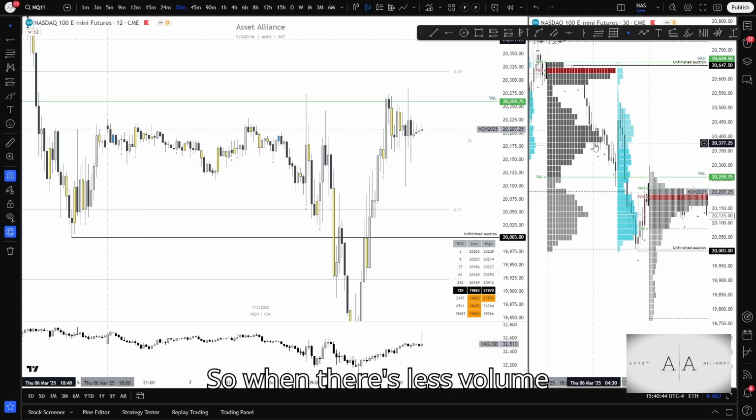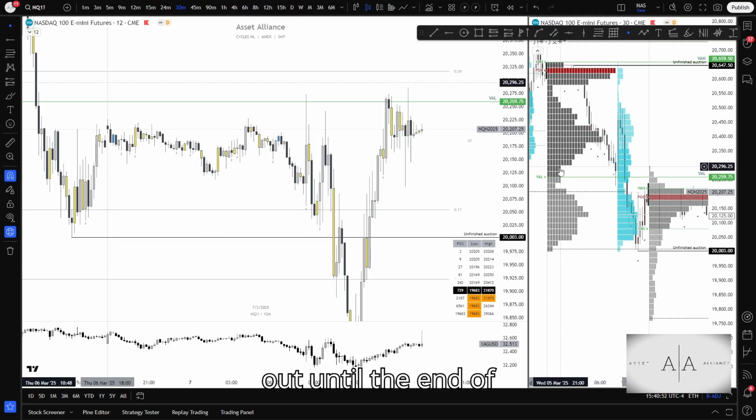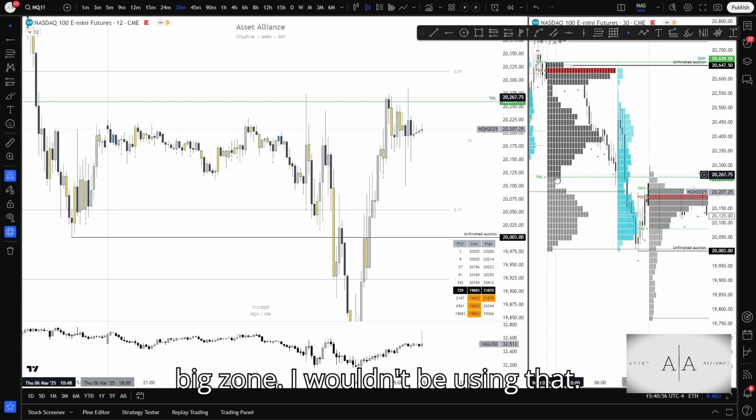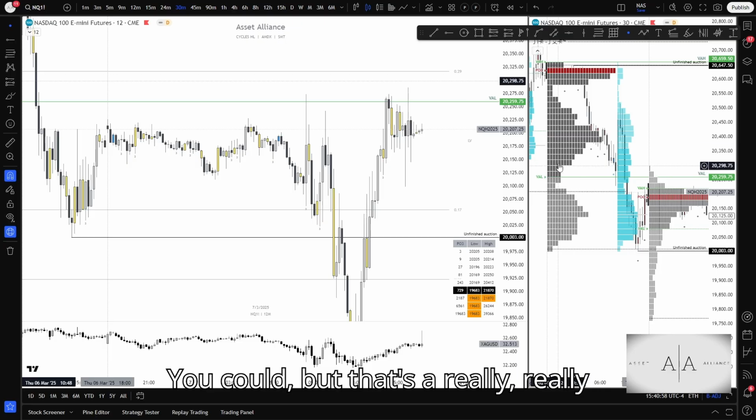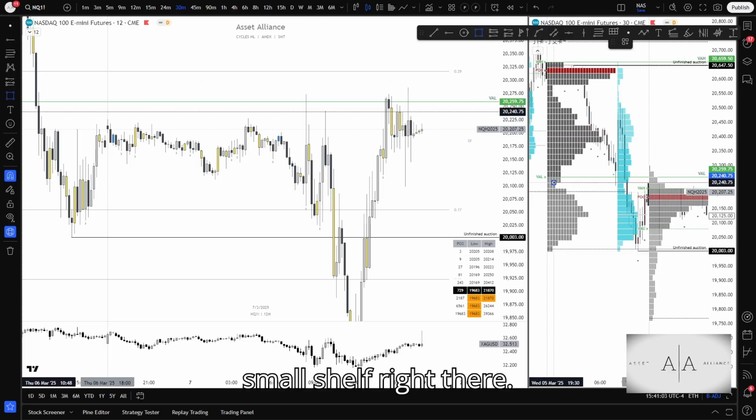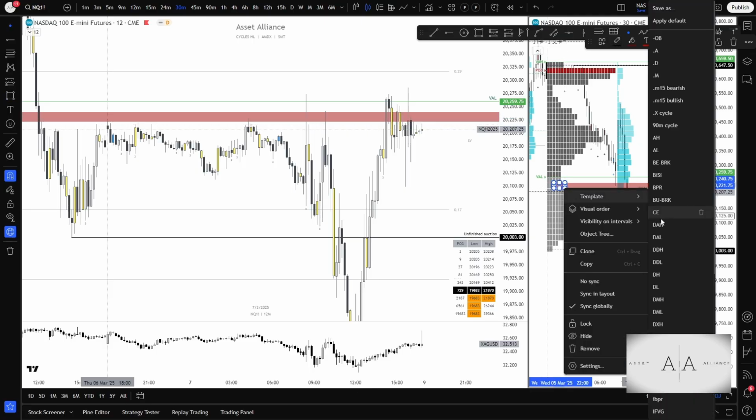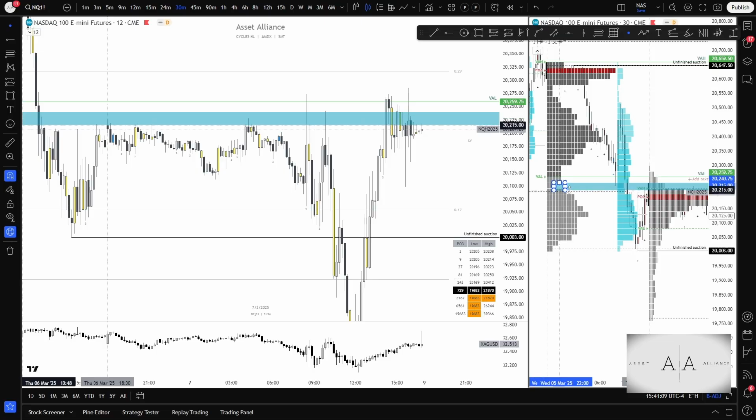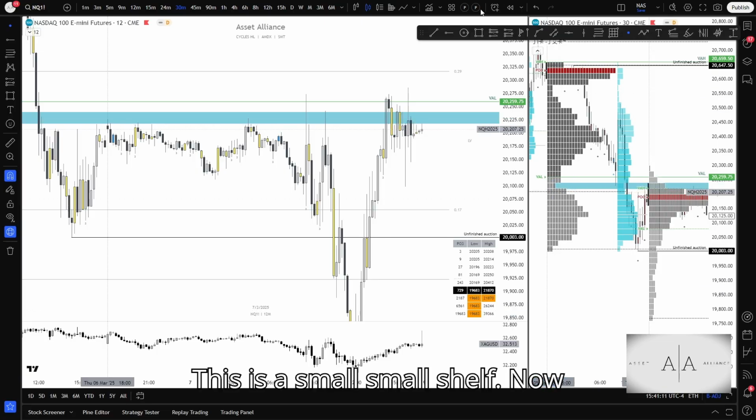Then you have what you call a shelf. So when there's less volume coming in, like here, a big drop in volume, you want to mark it out until the end of your big drop. So this would be a really big zone. I wouldn't be using that. You could, but that's a really, really big zone. You could be using this as a small shelf right there. This is a small shelf.